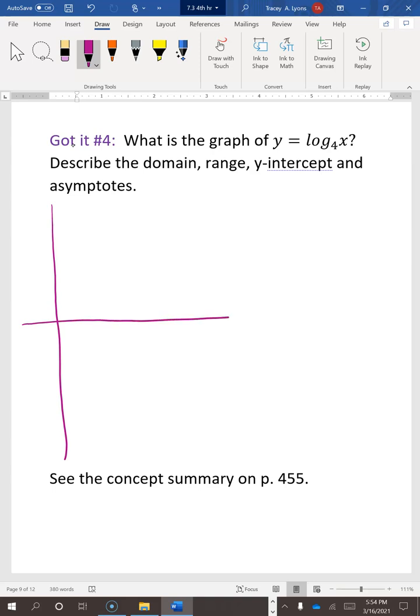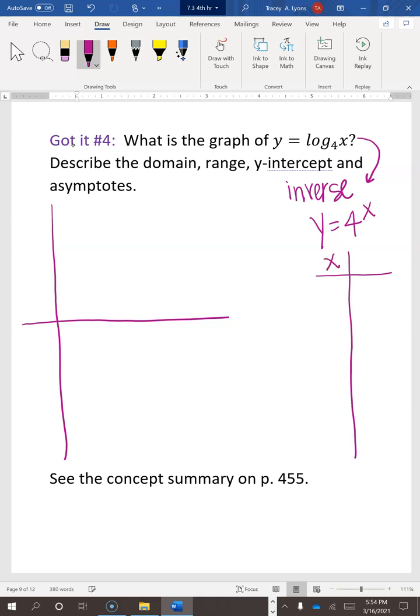I'll go like that. So the inverse of this one would be y equals 4 raised to the x. So that's the one that I'm going to pick ordered pairs for. And I'm not going to graph my inverse. I'm just going to graph the reverse of it.